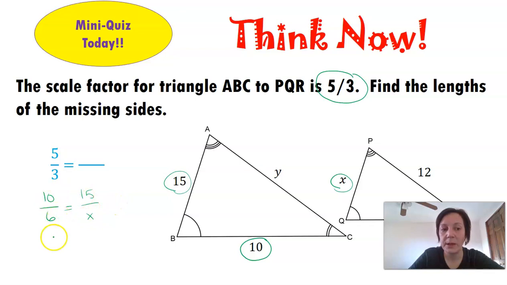I do my cross multiply and I solve it. So I get 10x. Here we go again. I think this is 90. Yeah. Okay. So then x is 9.